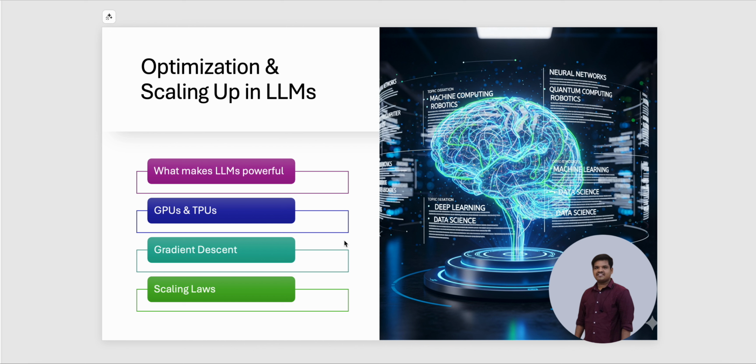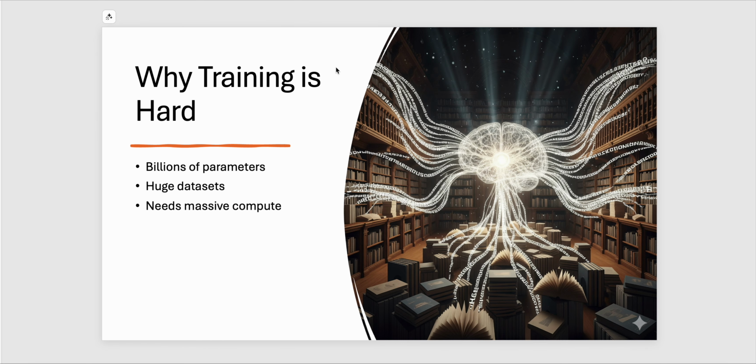In this video, we will learn how large language models are trained and also improved. We will look at three big ideas: why GPUs and TPUs are needed, how gradient descent helps models learn, and how scaling laws explain why bigger models often perform better. Let's get started. Why is training hard?